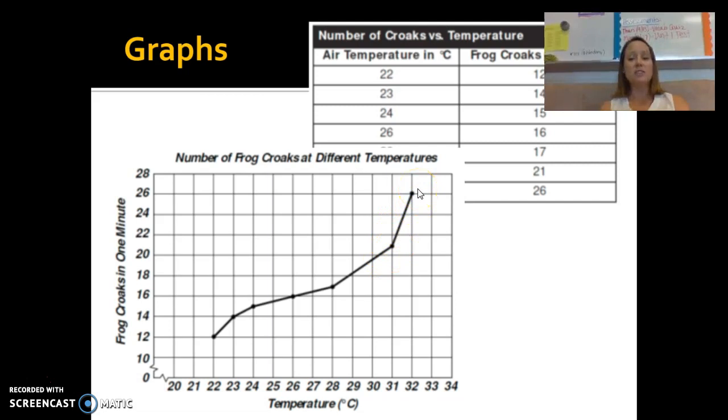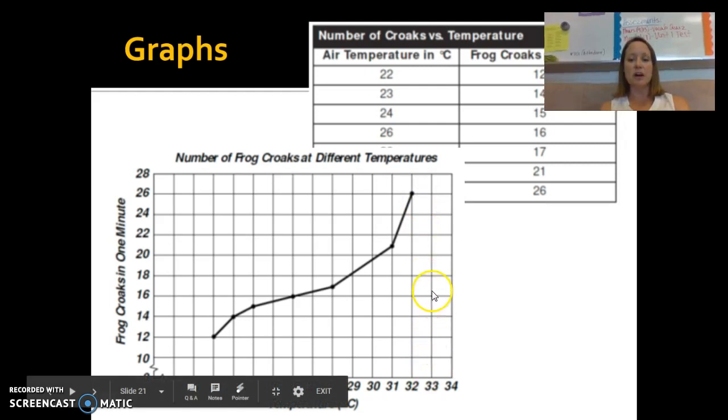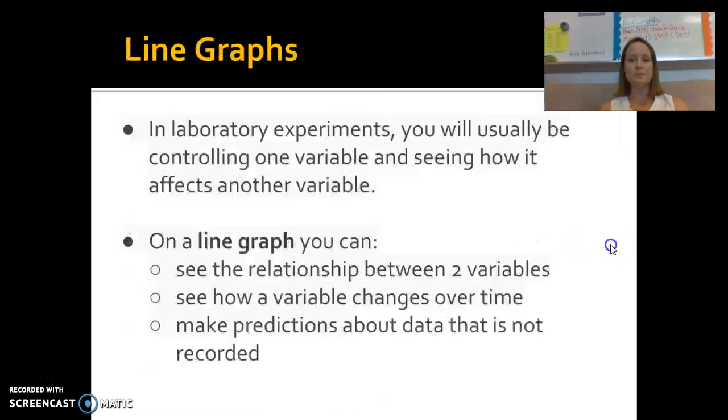With a graph, you can also estimate. If I wanted to know how many frog croaks per minute there were at 33 degrees, I could come on my graph over to 33 and go up and estimate about what that would be. So when we do experiments, you'll always be controlling one variable to see how it affects another. So a line graph allows us to see this relationship between those two variables. Usually, we'll see how a certain variable changes over time. If that's the case, time is always going to go on the x-axis.